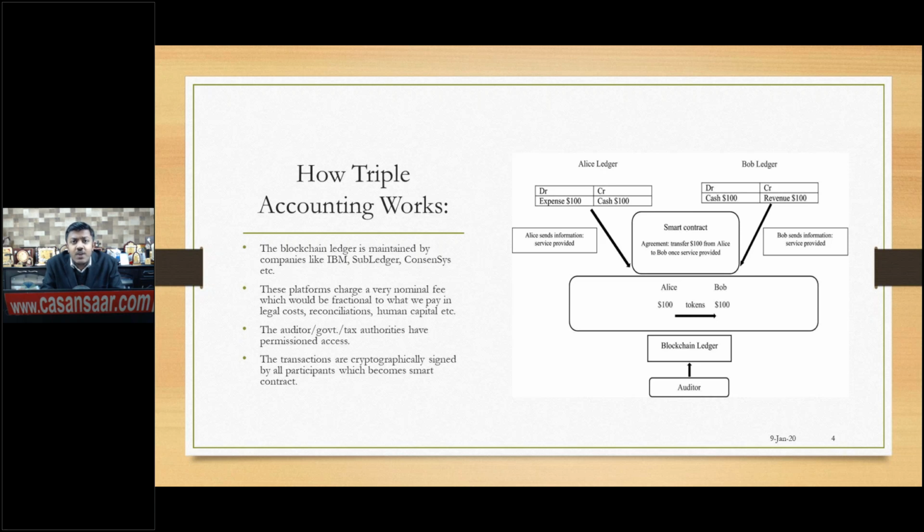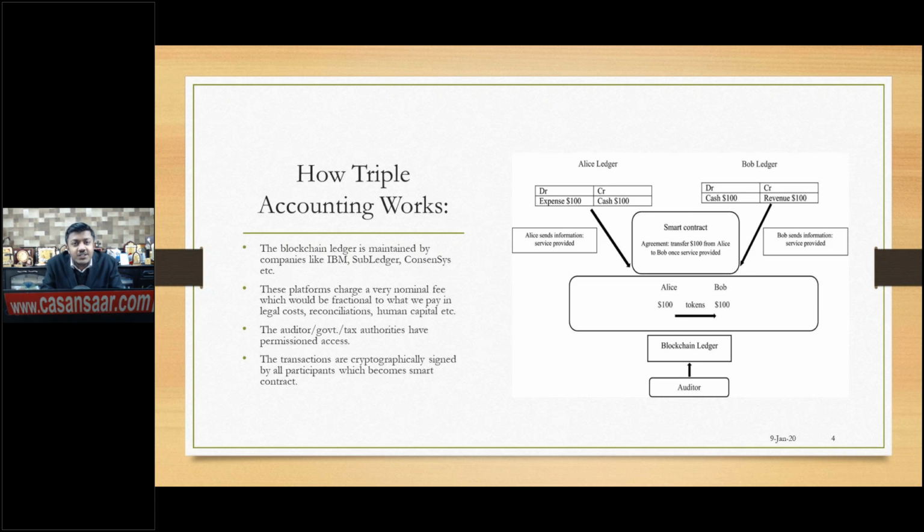So Alice says, how much will you charge? Bob says, okay, I'll charge $100. Done. Within a week, Bob completes the website, hands it over to Alice, and the transaction is complete, where Alice debits his expenses and credits his cash, and Bob debits his cash and credits his revenue. So that was an ideal scenario that you saw.